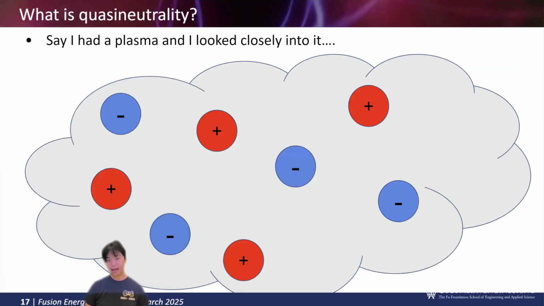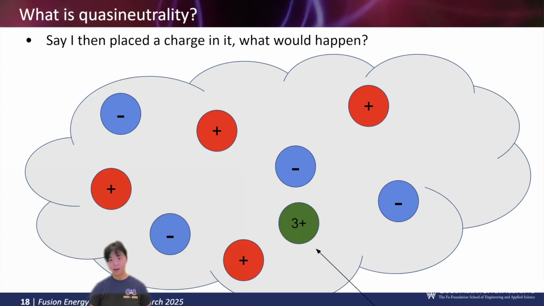So looking at what is quasi-neutral. Say I had a plasma and it looked like this. It's in a big cloud, right? The negative electrons can't go too far off from the ions, but they're not that close, right? You can see I have an equal number of positive ions and negative electrons. So from far away, when I zoom out, it looks neutral. But when I zoom in, I can see that there are parts that are more charged than others, right?